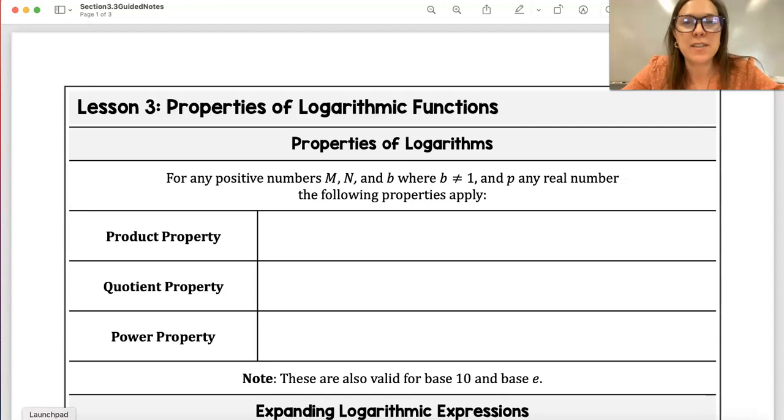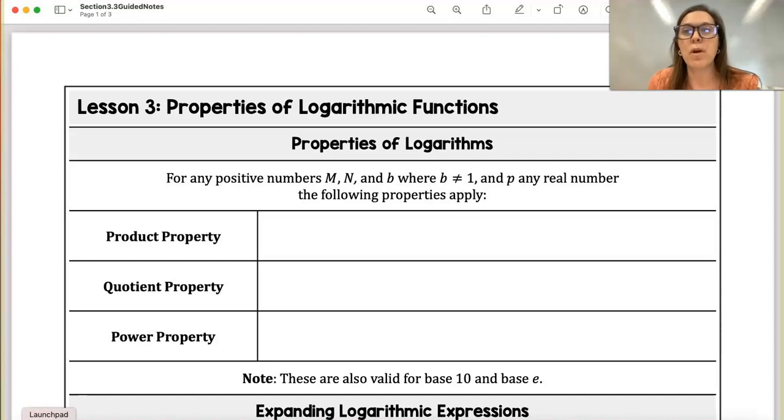Today we're going to be getting into properties of logarithmic functions. The reason why we need these properties is as we continue further into logarithmic and exponential equations, you're going to want to have these properties on hand. For any positive numbers, we're going to use m and n as our values, and b, where b cannot equal 1, so b is still going to be our base, and p, which can be any real number, the following properties apply.